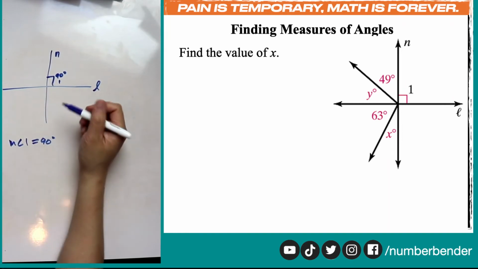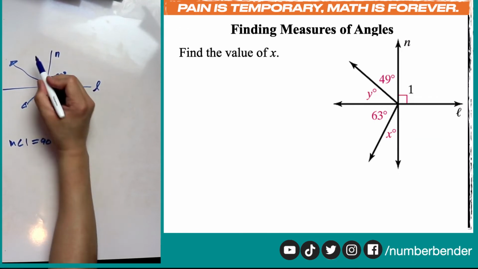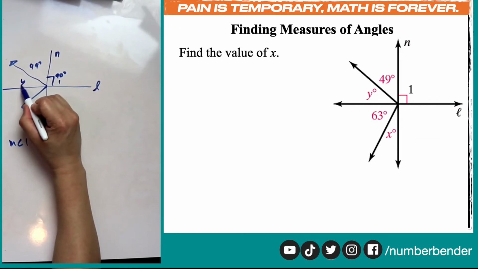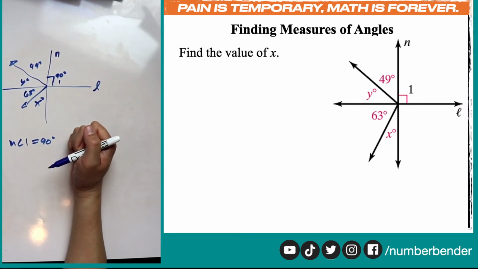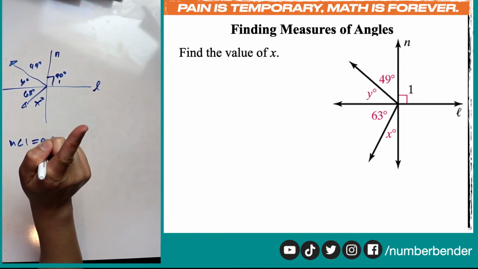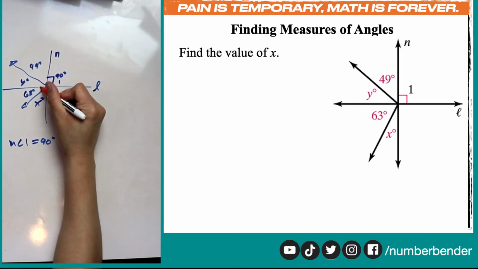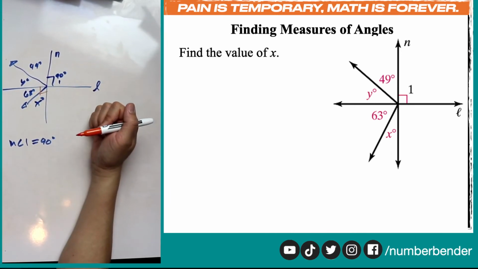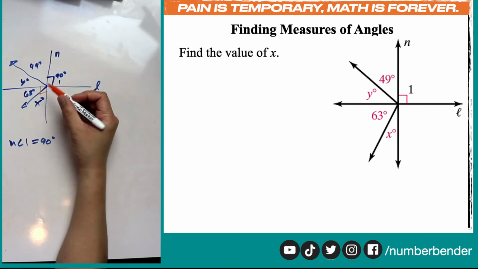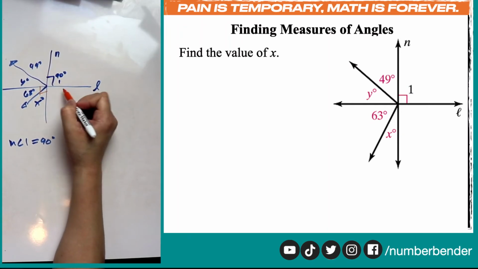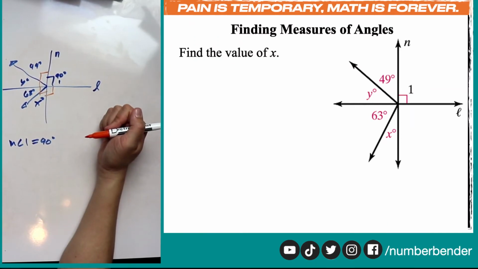From the given diagram, we also see two rays, one here and one here. This is 49 degrees, and this is y degrees. This is 63 degrees, and this is x degrees. And we're looking for the value of x, and the value of x here is associated with these complementary angles right here, because using the theorem that we had a while ago, if we have one 90-degree angle and the lines are intersecting, we are also forming four 90-degree angles.